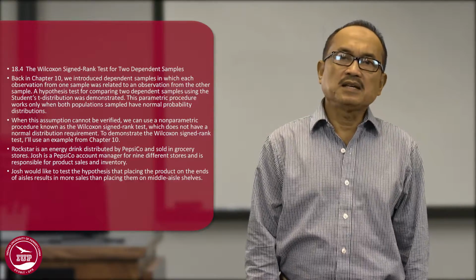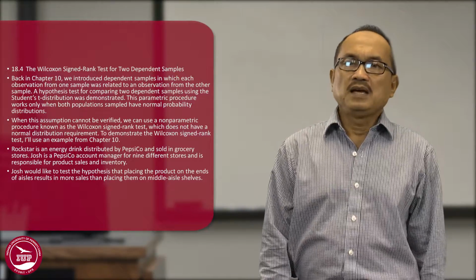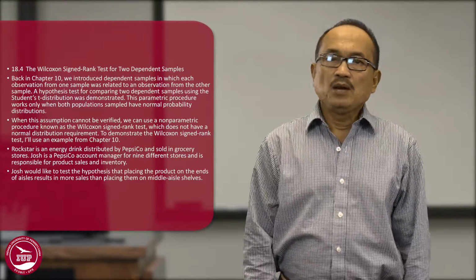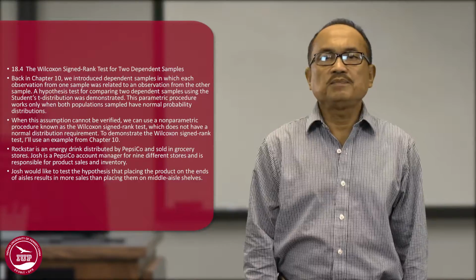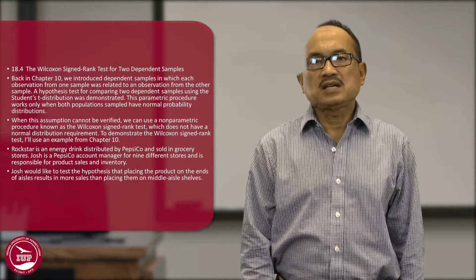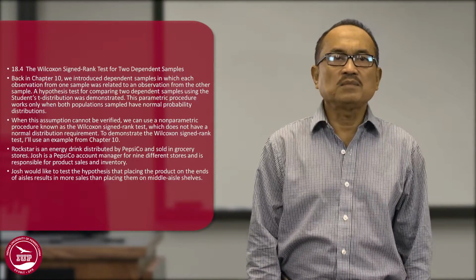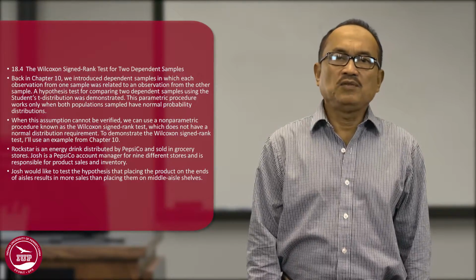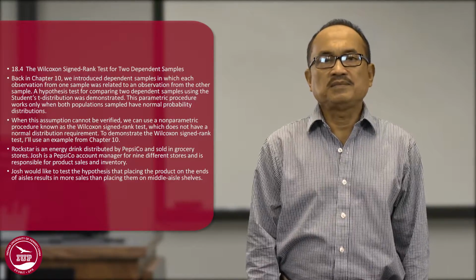This parametric procedure works only when both population samples have a normal probability distribution. When this assumption cannot be verified, we can use a non-parametric procedure known as the Wilcoxon sign rank test, which does not have a normal distribution requirement. To demonstrate the Wilcoxon sign rank test, I'll use an example from Chapter 10.